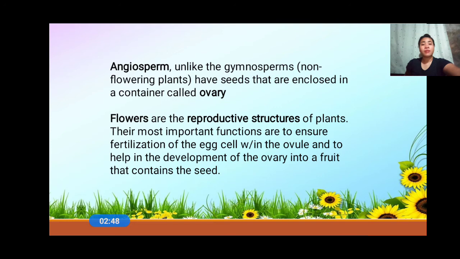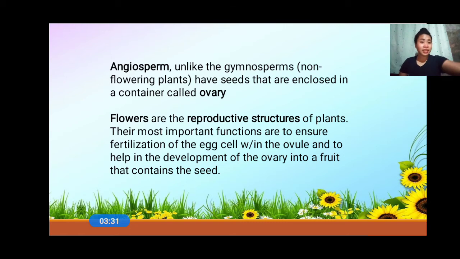Okay, remember that flowers are the reproductive structures of plants. So what is the reproductive structures of plants? Flowers. So their most important function is to ensure fertilization of the egg cell within the ovule and to help in the development of the ovary into a fruit that contains the seed. Okay, so again, flowers are the reproductive structures of plant. Now, the function of these flowers is to ensure the fertilization of the egg cell within the ovule and to help in the development of the ovary into a fruit that contains the seed.